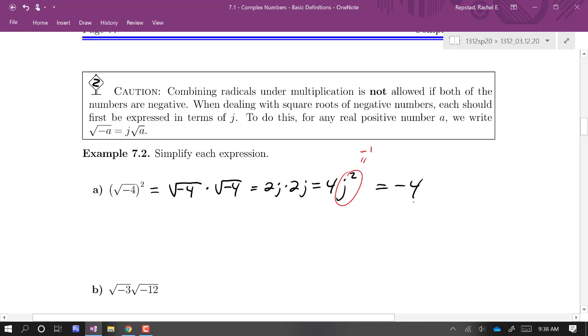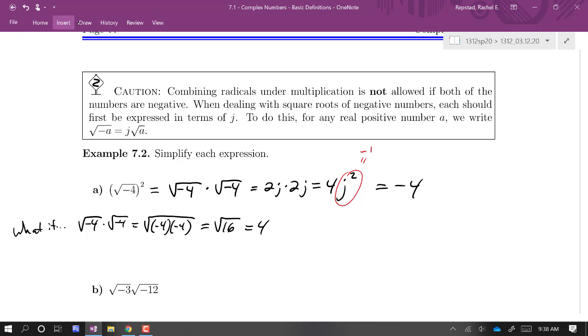Now, consider this. What if I looked at this product, square root of -4 times square root of -4, and I said, oh, I know I can just combine them, multiply inside the radical and then take the root. -4 times -4 is positive 16, right? This is the square root of positive 16, which is just 4. These are not equal, right? Today's big fact, 4 is not equal to -4.